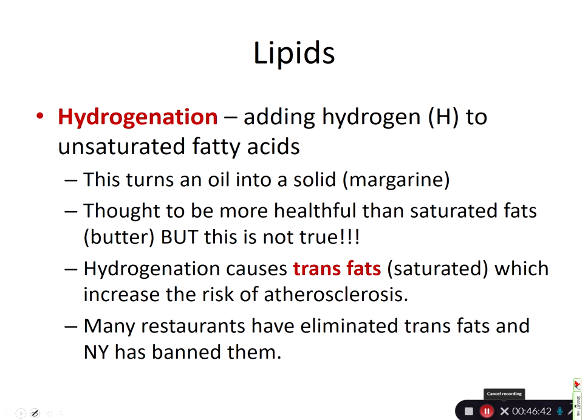A lot of restaurants have eliminated trans fats and hydrogenated vegetable oils from their foods. So I know in New York, the whole state of New York has banned trans fats from restaurants. So a restaurant cannot use trans fats. So that means McDonald's cannot cook with trans fats anymore. Does that mean McDonald's is now healthy for you? No, it doesn't. It still is loaded with saturated fat. It's just not trans fat, right? It's just not hydrogenated vegetable oil. They're still using saturated fats though.